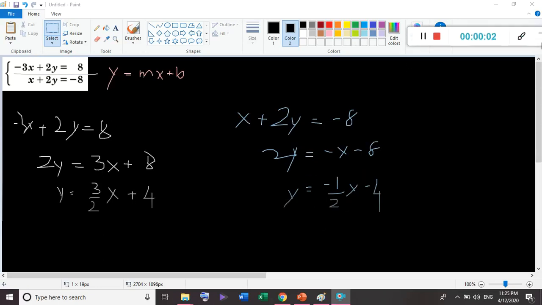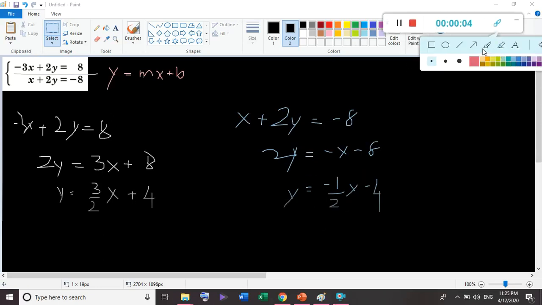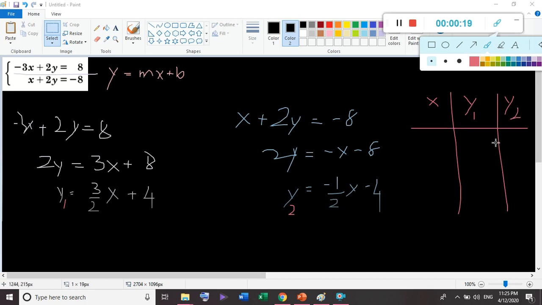Then we're going to make a table of x values and find the answers of y1 and y2. The only value that's going to give the same answer for y1 and y2 is going to be the solution for y, and x will be the solution for x. Okay, so let's see how this is going to work.